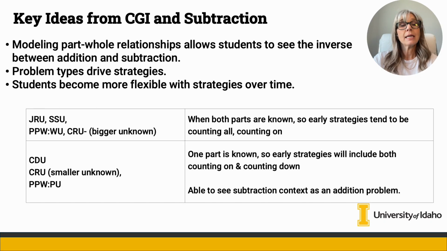CGI is about students actually making sense of context and using manipulatives, pictures and symbols to represent and solve problems. The ultimate goal of CGI is to help children build upon and extend intuitive modeling skills that they apply to solving problems. As students experience representing and solving these addition and subtraction problem types, which are rooted in part-whole relationships, they'll gain a deeper understanding of the inverse relationship between addition and subtraction.